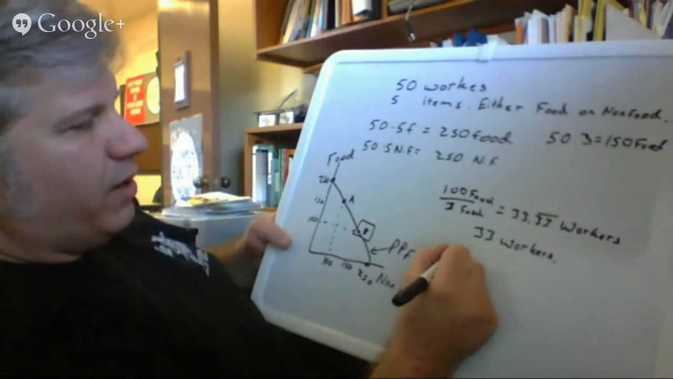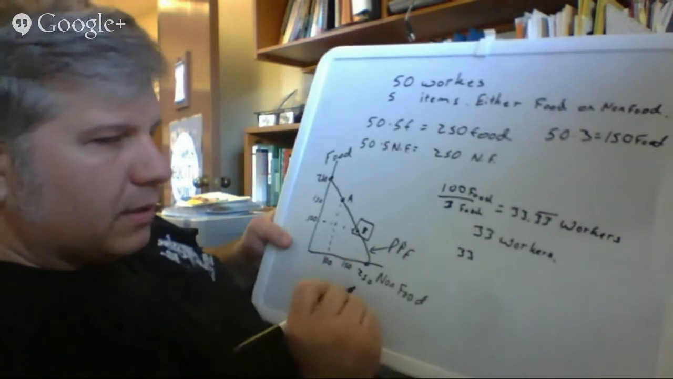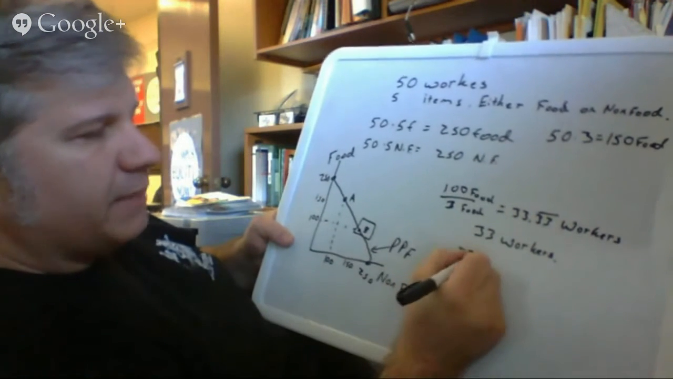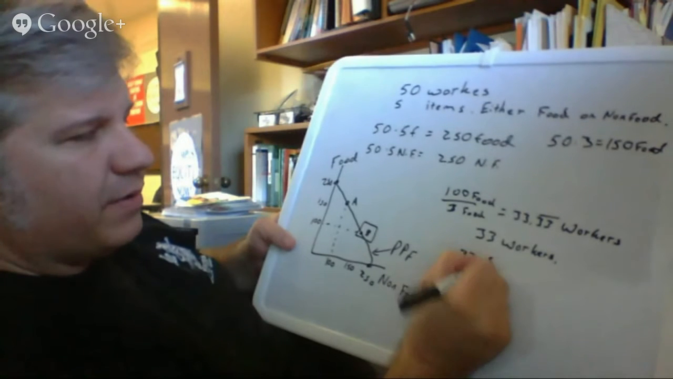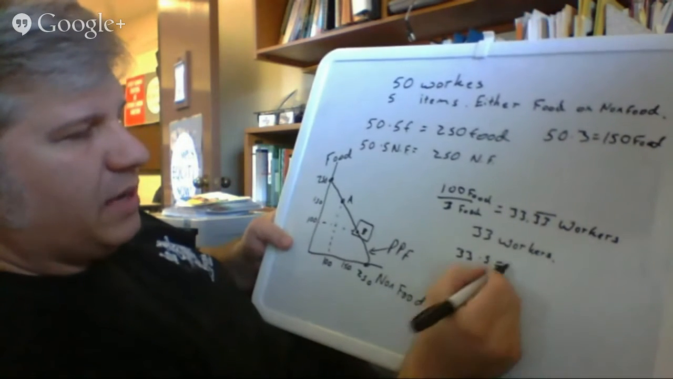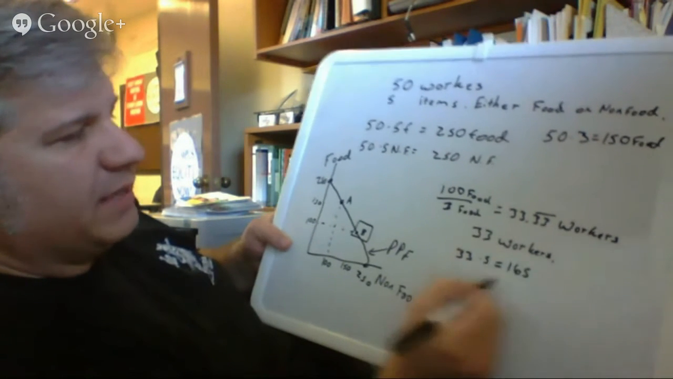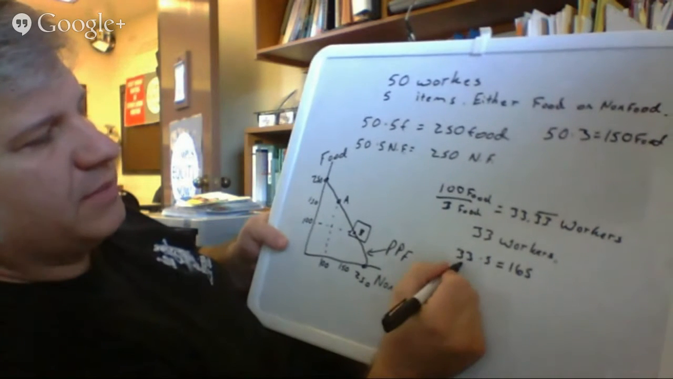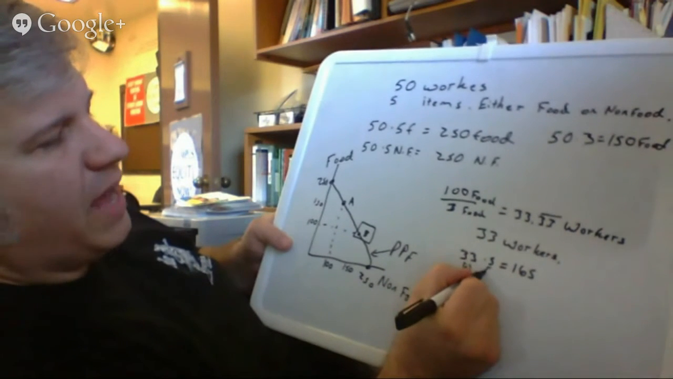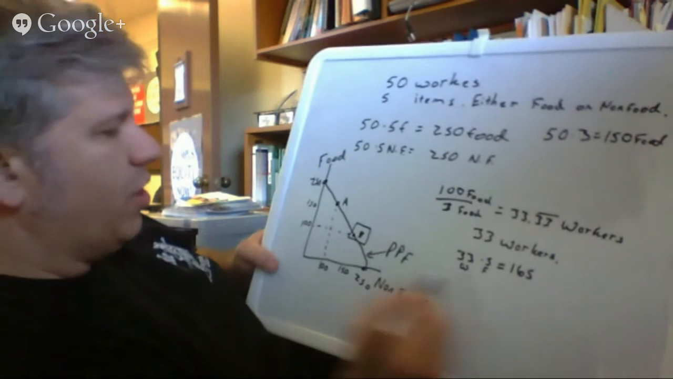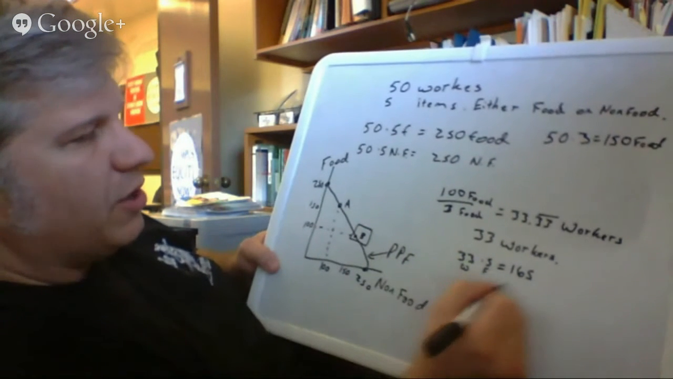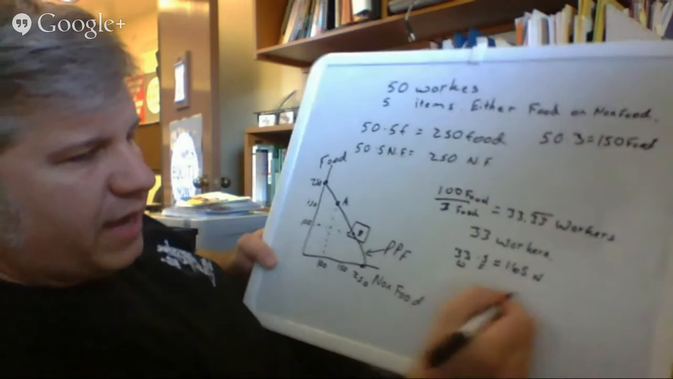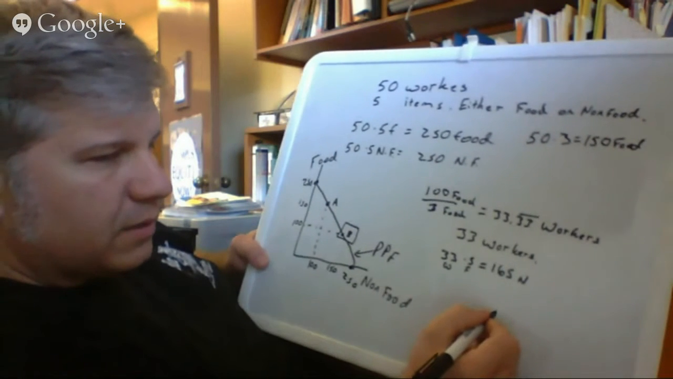So 33 workers, okay, times 5 is going to be equal to 165, because each of these workers can produce 5 items. So it's 33 workers times 5 items. And we know that they're producing non-food items. So we end up with 165 non-food items.